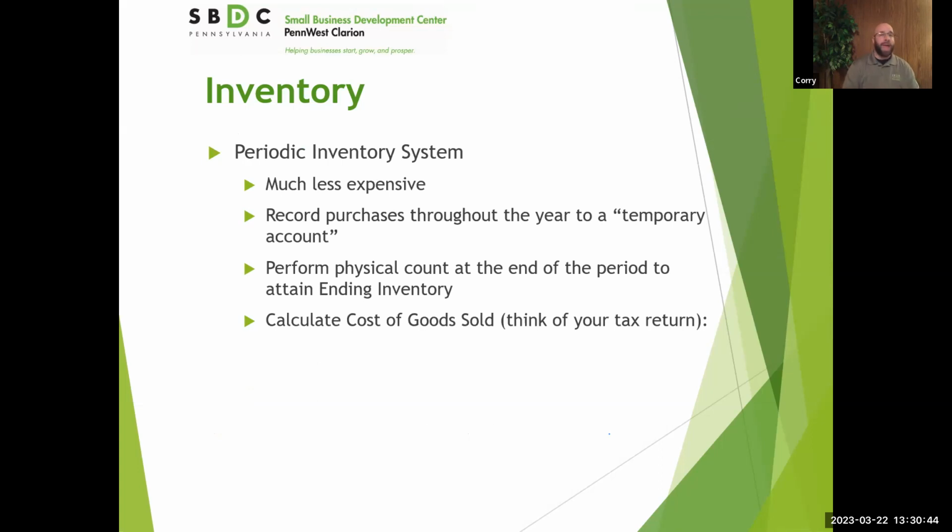So what's going to happen is you're going to track all of your purchases through the year. Somehow you do it either on a piece of paper or a spreadsheet. You're just going to put in all of your purchases that you make. And then at the end of a period, sometimes for us small businesses, it's just at the end of the year, not every day, not the end of the month, just at the end of the year, we're going to go out, we're going to count our physical inventory.